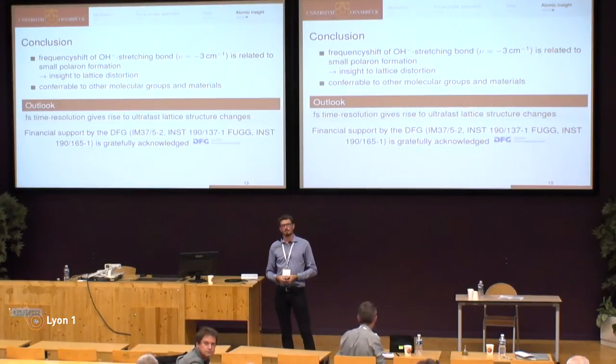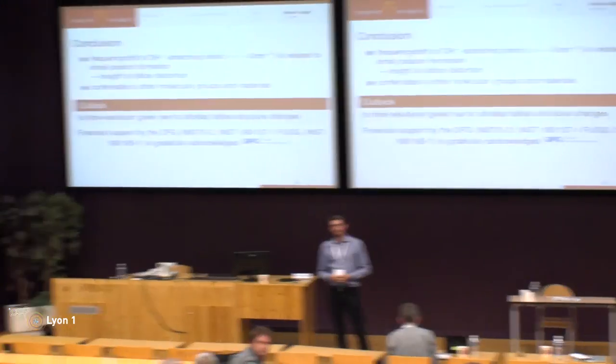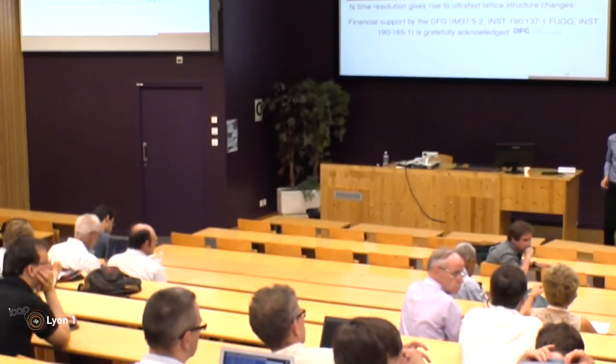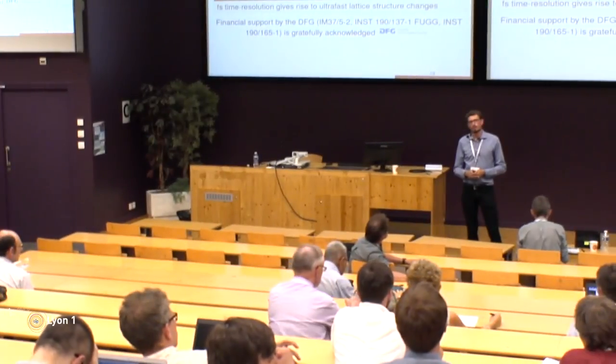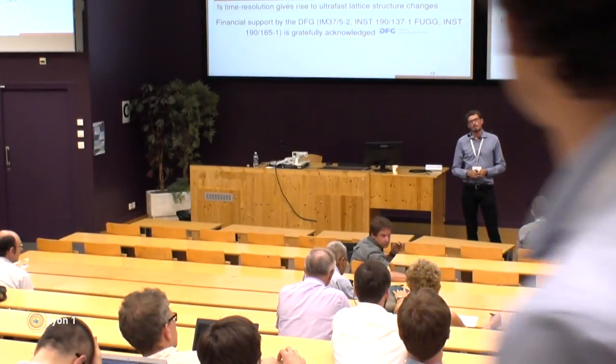So the nature of your polaron is a superoxide ion, it's an O2 minus. What is the nature of your polaron? Is it an O2 minus, a superoxide ion? No, the nature of my polaron is the defect structure in lithium niobate.